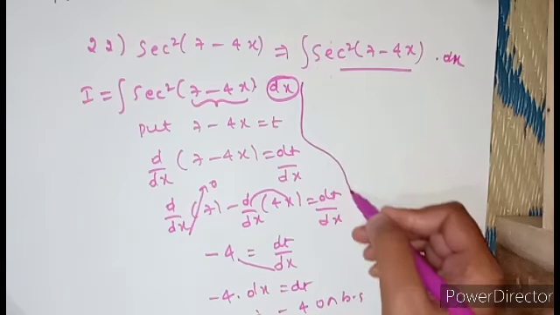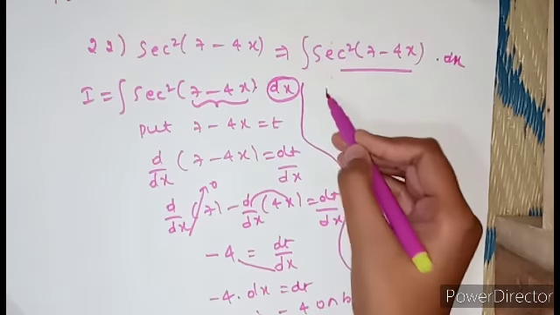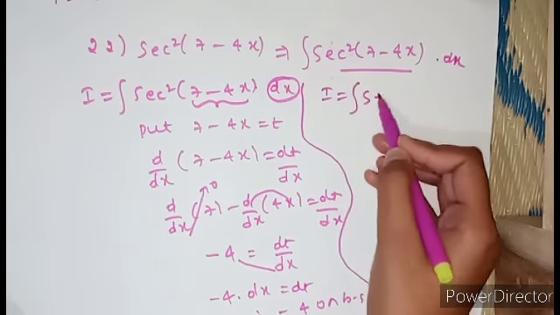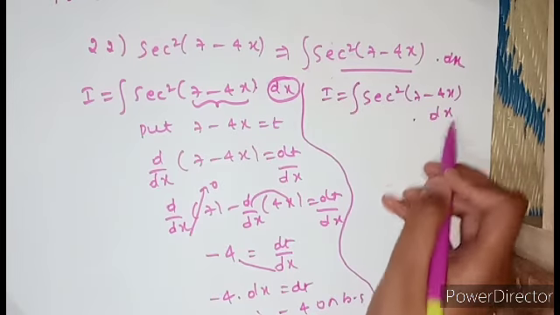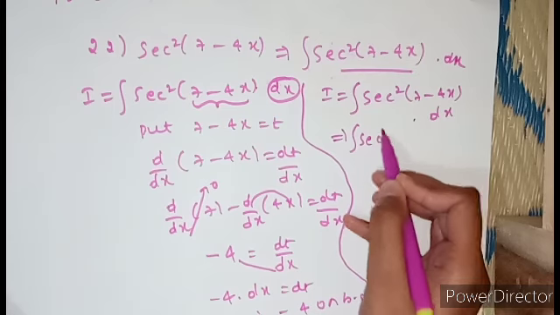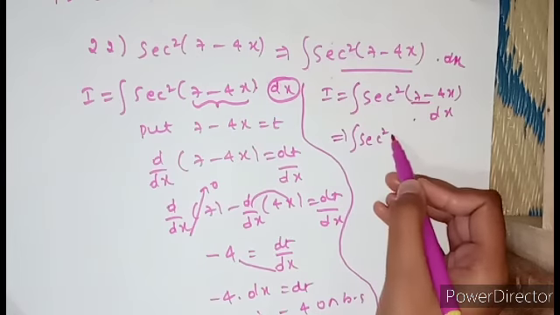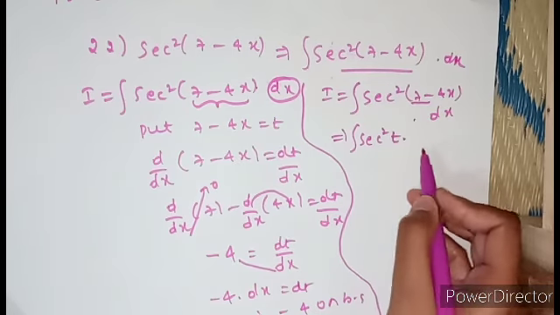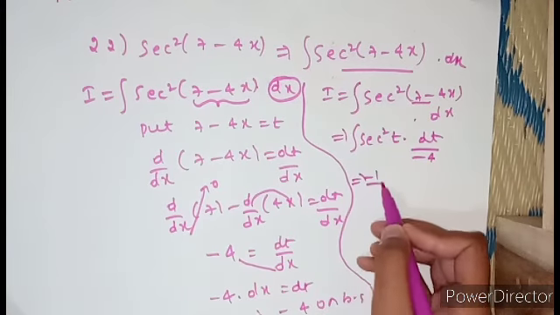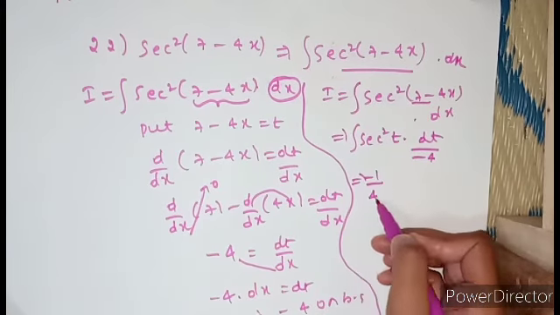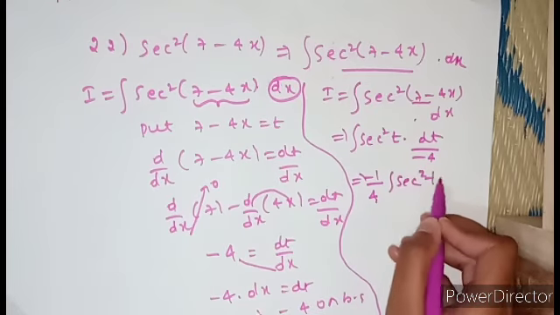So write the given integral. I equals integral of secant square of 7 minus 4x into dx. Now substitute secant square as it is. We have taken 7 minus 4x as t, so dx here is dt upon minus 4. Now take minus 1 upon 4 outside since it is constant: secant square t into dt.